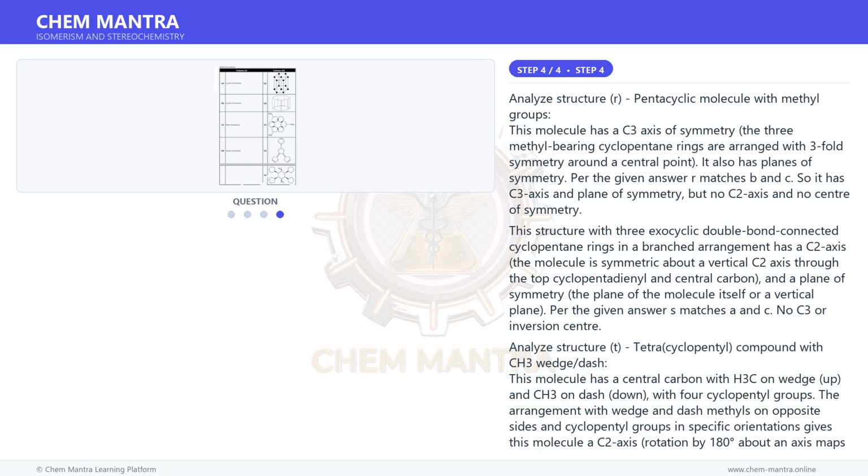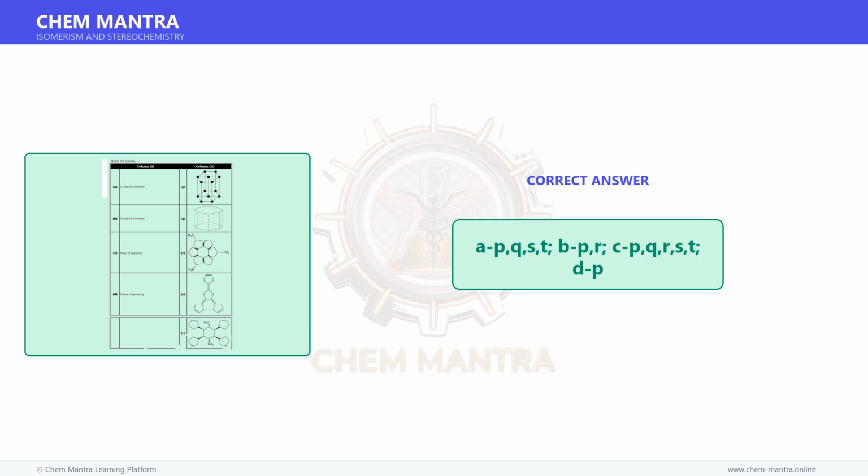A, C2 axis: P, Q, S, T. B, C3 axis: P, R. C, plane of symmetry: P, Q, R, S, T. D, center of symmetry: P. Therefore, the correct answer is A to P, Q, S, T; B to P, R; C to P, Q, R, S, T; D to P. The correct answer is shown on screen.